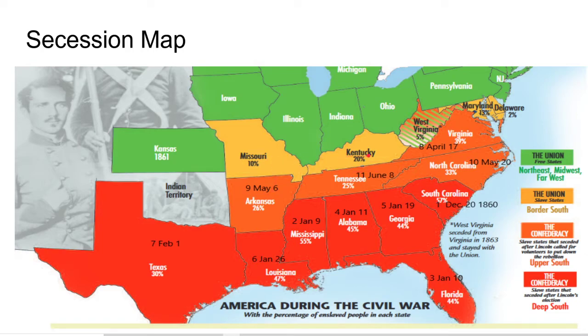These yellow states are border states. Okay, we have Missouri, Kentucky, Maryland, Delaware. You can see that 10%, 20%, 13, and 2% of their population is slave. And then we got this old guy right here. West Virginia forms in 1863, breaks off from Virginia and joins the Union. So they secede from Virginia and become their own state.